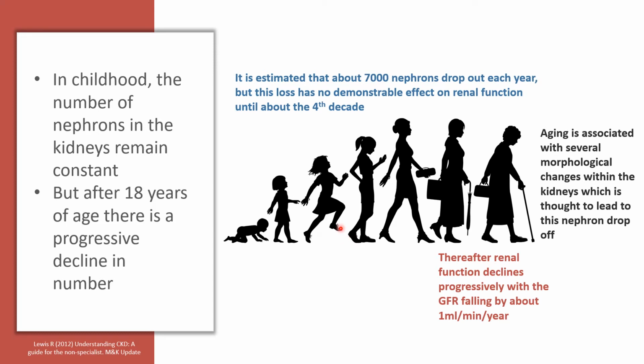It's suggested now that as we get old, there are changes within the kidney, and they think that this leads to this drop off in the nephrons. So lots of things go wrong as we get old, as you know. But one of the impacts of aging is on the kidney, and that's where you find this 1 mil per minute per year loss.